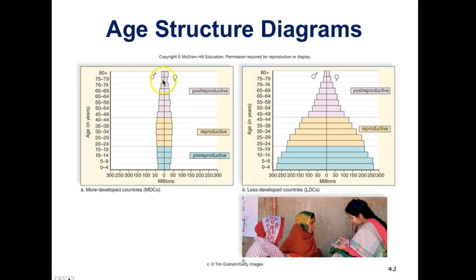So this is typical of a stable population. Here you could see a growing population. Look at the amount of youth and the amount of reproduction, especially females during the reproductive years. So that would be increased population. This would be a stable or possibly declining population.